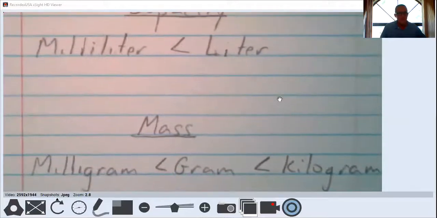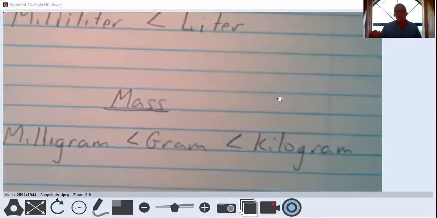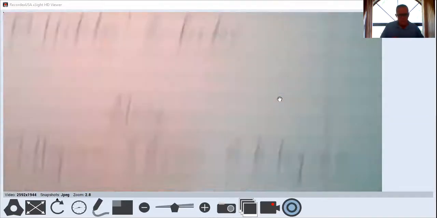So what we're going to do now is convert milliliters to liters. You see that a milliliter is less than a liter, a milligram to grams to kilograms, and then the lesson's going to be done. So why don't we do a question or two?